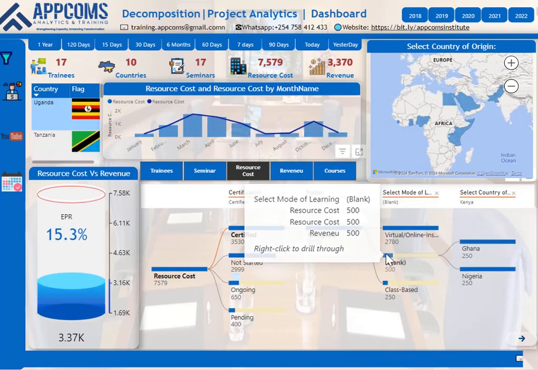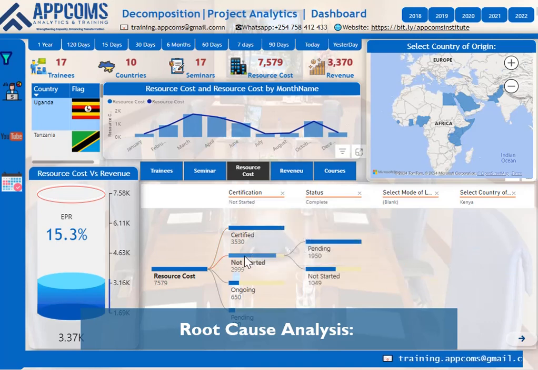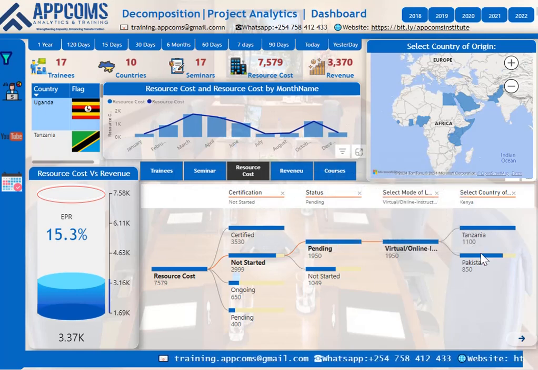3. Root cause analysis. Decomposition visuals help in conducting root cause analysis. If there's a sudden drop or spike in a metric, you can use decomposition to drill down and identify the underlying causes. This can be crucial for problem solving and making informed decisions to address issues promptly.